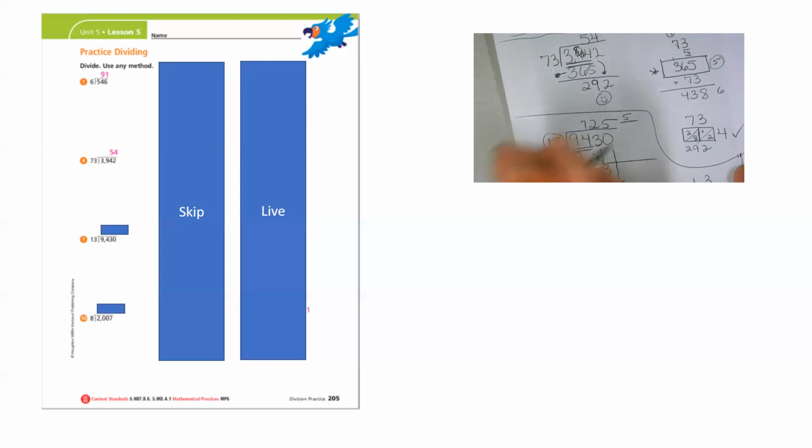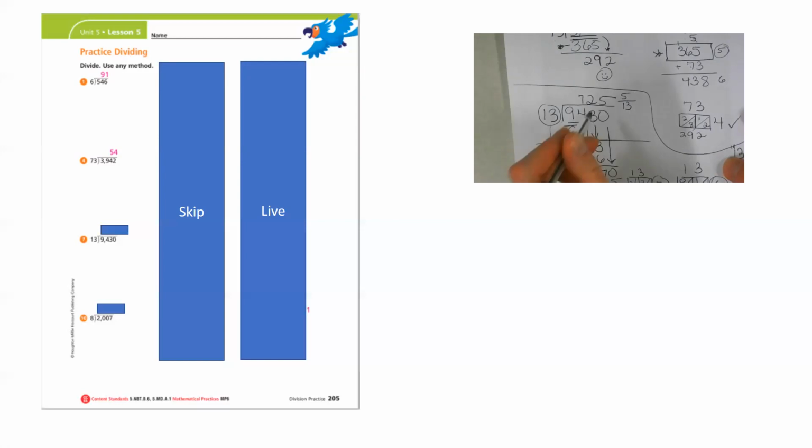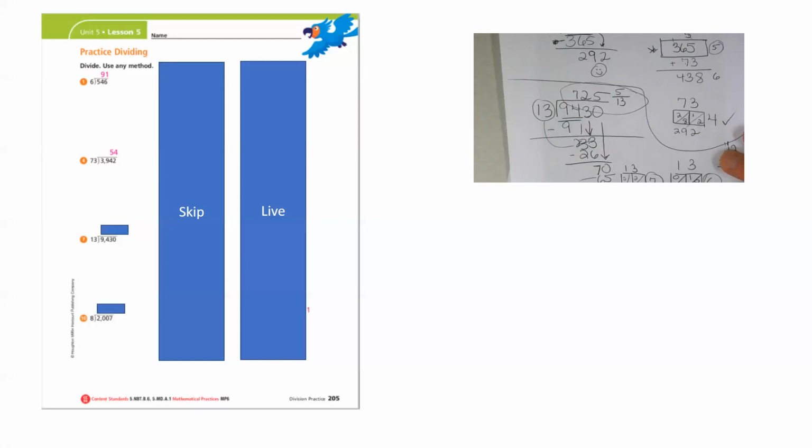So that means there's 5 left over, but you needed 13. So the answer is 725 and 5/13. Or your book's going to say 725, remainder 5.